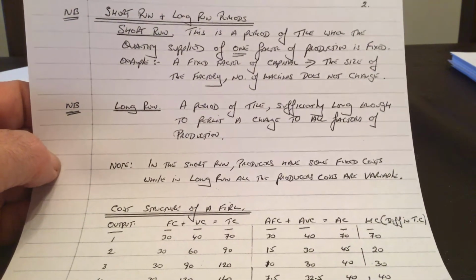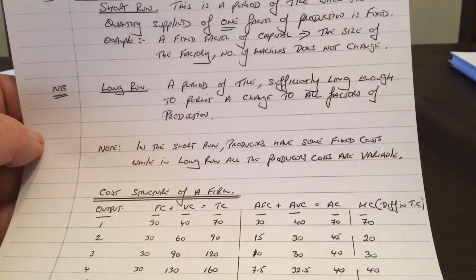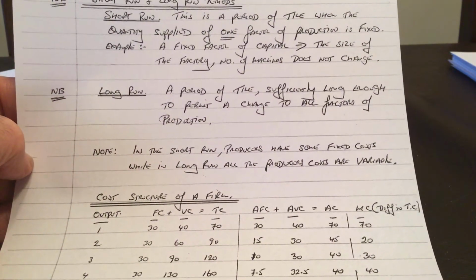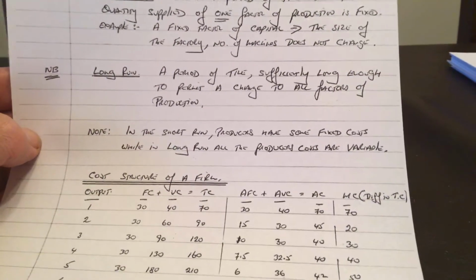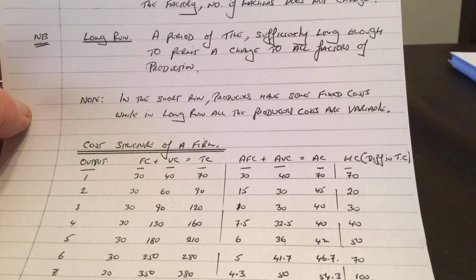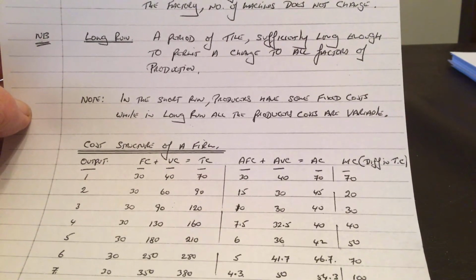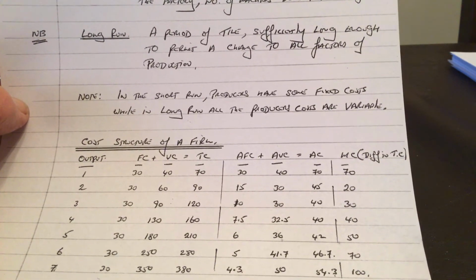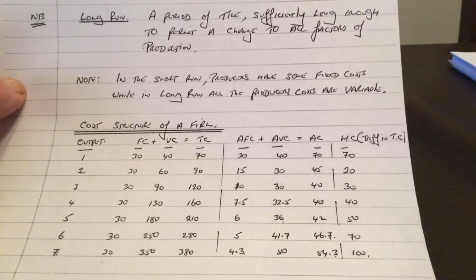Long run is a period of time sufficiently long to permit all factors of production to be variable. Note, in the short run, producers have some fixed costs, while in the long run, all the producers' costs are variable.